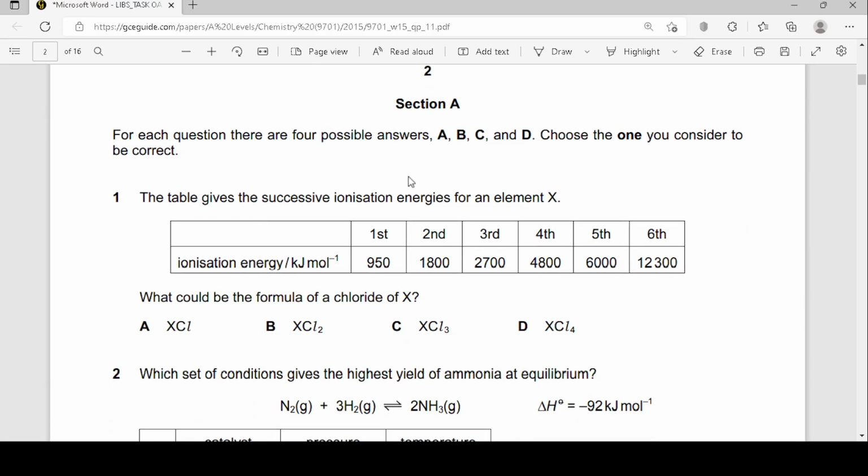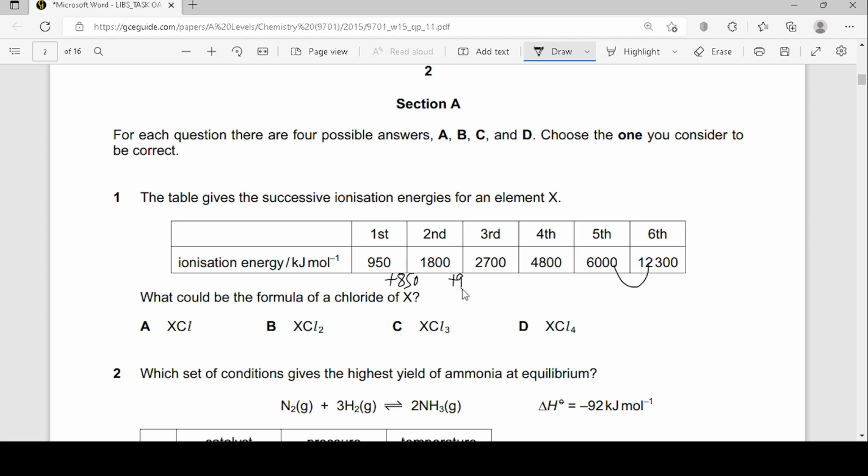Question number 1. The table gives the successive ionization energies for an element X. What could be the formula of a chloride of X? Well, let's see what the biggest jump is. The biggest jump, according to me, seems to be between the 5th and 6th ionization energies, is it not? But if you want, you could calculate them out if you're not able to see the trend easily. However, for paper 1, you have to be fast, so it's better if you are able to identify the biggest jump immediately, but you can calculate them out as well.